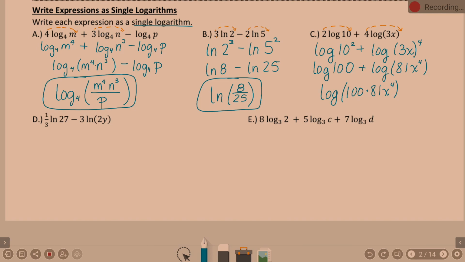Can we go another step with that? What is 100 times 81? 8100. So I can actually rewrite this as log of 8100 x to the 4th. And again, something like this, 81x to the 4th, it looks like one quantity, right? You could write this without parentheses as long as you're careful. You can also put parentheses. I really don't remember how Savas feels about parentheses. They may automatically have you put parentheses. I don't remember. So, okay, 2 more.